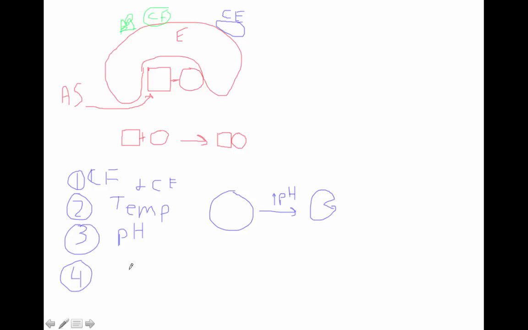The fourth thing here is the concept of inhibitors. There are various kinds of inhibitors that when added to an enzyme will inhibit the activity of the enzyme. So how does that work? Well, there are two different ways, and I'm going to draw a line here because I want to keep this all on the same page.